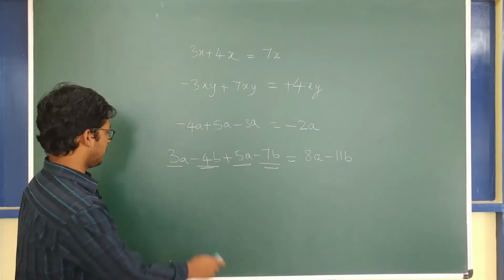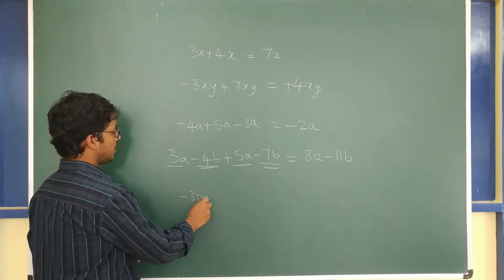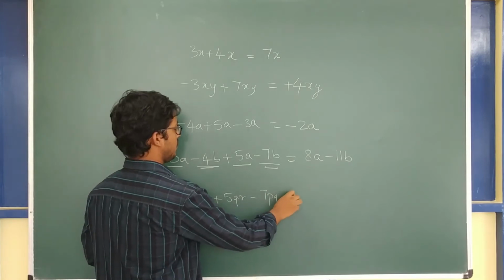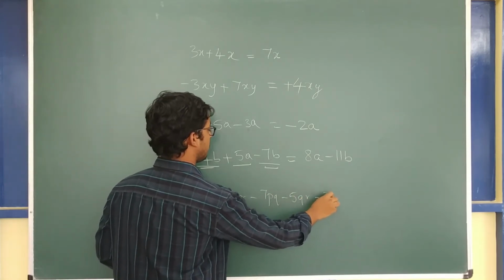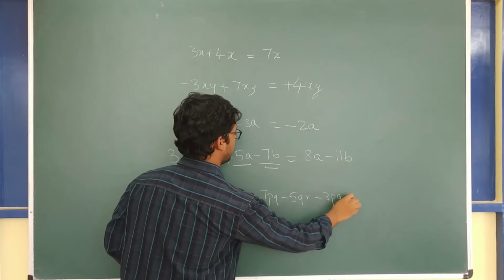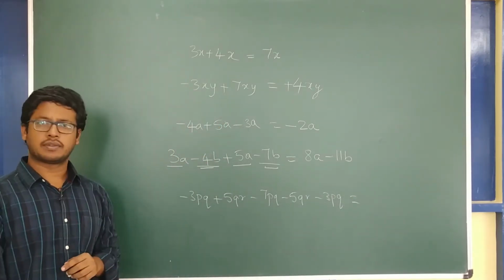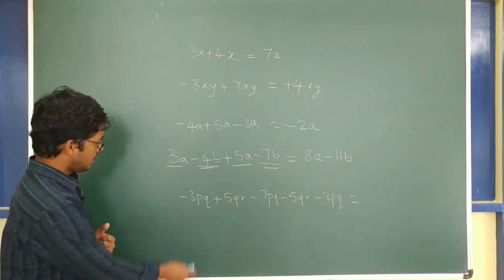Let's take one more example. Let's take for example minus 3pq plus 5qr minus 7pq minus 5qr minus 3pq. Again in this case we have two sets of like terms. Can you identify them? Which are those?